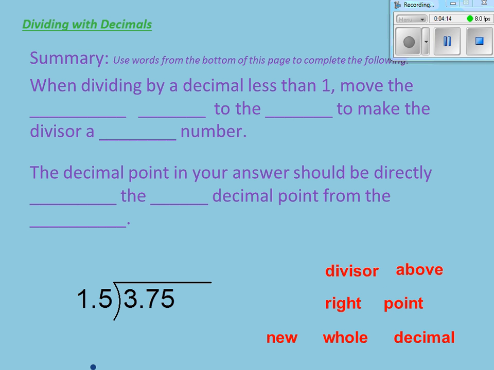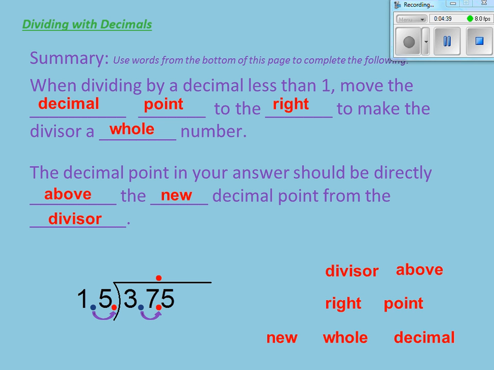Okay, so to summarize, when we divide by a decimal less than 1, we are going to move the decimal point to the right to make the divisor a whole number. The decimal point in your answer should be directly above the new decimal point from the divisor. And on the back of your whisk, you may want to just write down this summary so that you have it when we start practicing with our numbers on our video.